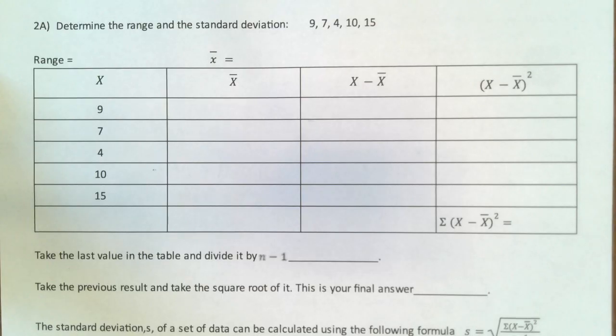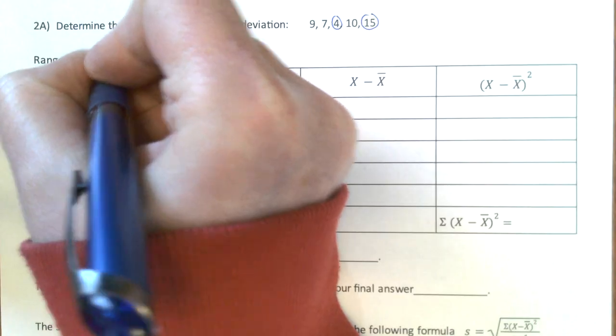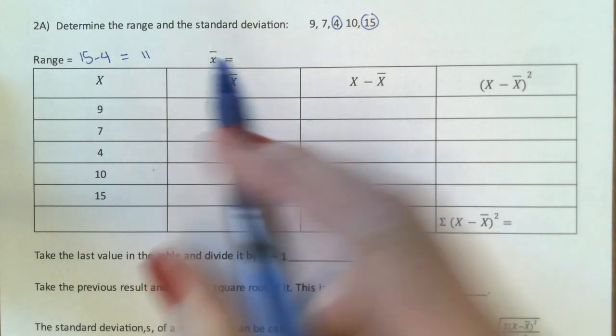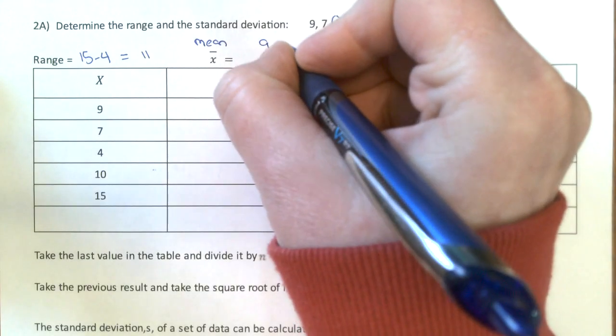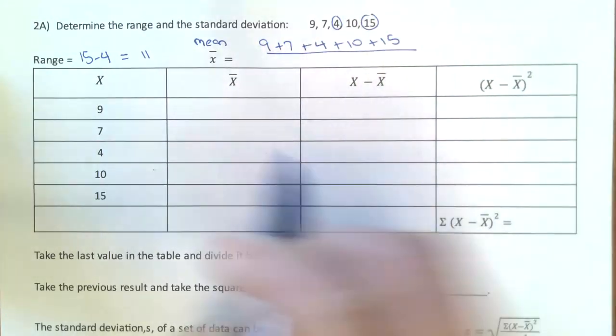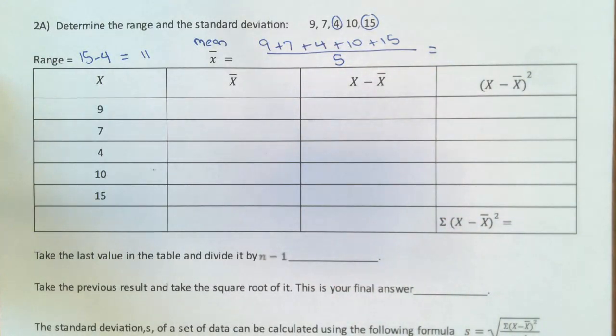Determine the range and the standard deviation. All right, so I saw that the smallest number is 4 and the largest number is 15. When I calculated the range, I went 15 minus 4 equals 11. X bar means find the mean. So I took 9 plus 7 plus 4 plus 10 plus 15. 1, 2, 3, 4, 5. I have 5 items here. And when I put that in my calculator, I got 9.